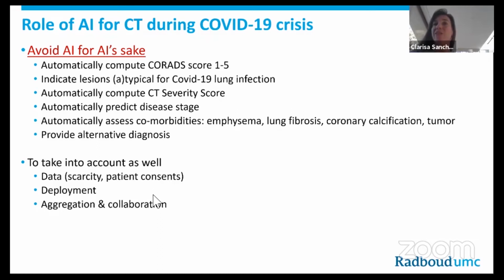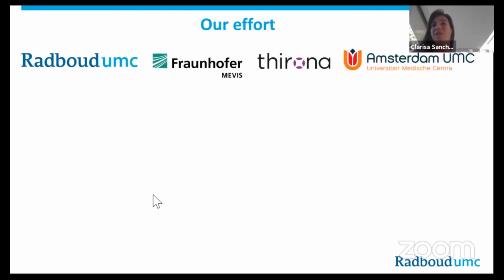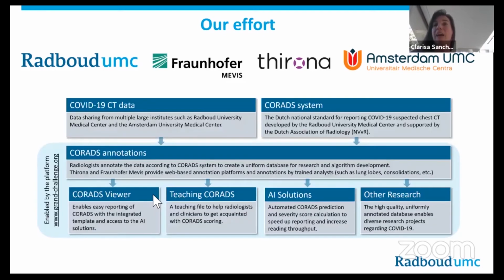So taking all this into account, a bit more than 2 weeks ago, we made a joint effort of 4 different institutions to set up a team of around 30 researchers. It's a multidisciplinary team of clinicians, AI researchers, and also scientific programmers, who are going to focus on providing all the resources that we have for fighting COVID-19. And how are we going to do it? Well, taking as the base the data that we have from the 2 medical centers that have been acquired during this crisis, and also this reporting system that I just explained, that is supported by the Dutch Association of Radiology.